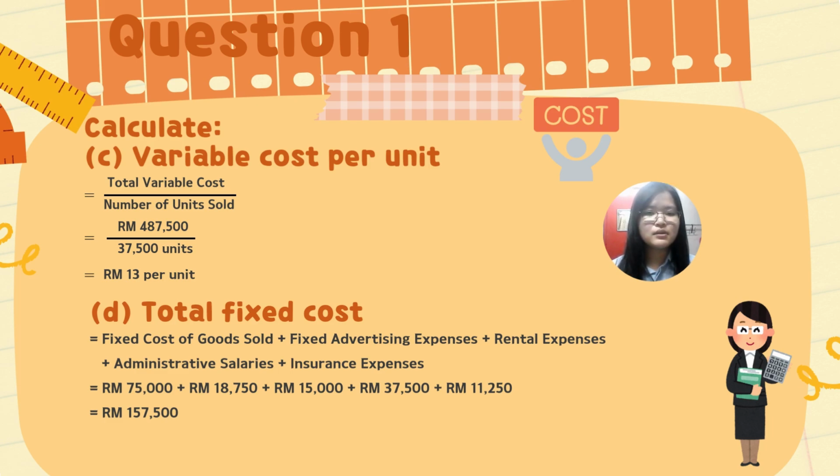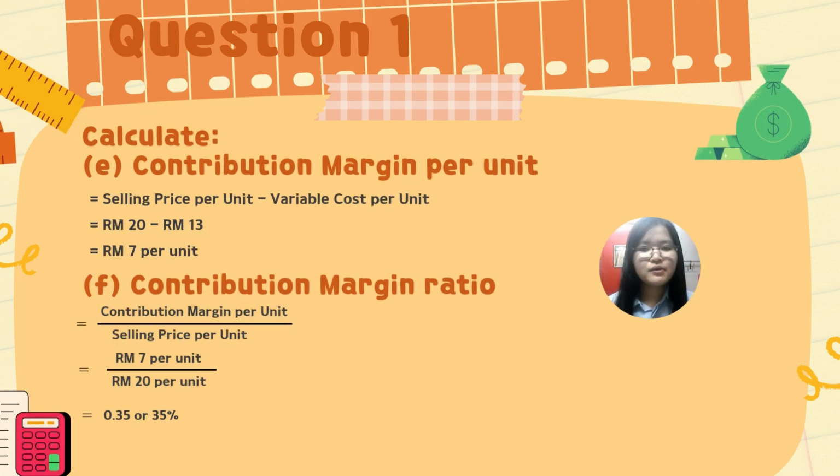Fixed costs do not change with the sales volume. The fixed costs include fixed cost of goods sold, fixed advertising expenses, retail expenses, administrative salary, and insurance expenses. When all fixed costs are added together, the total fixed cost is RM157,500. E. Calculate the contribution margin per unit. Contribution margin per unit is calculated by subtracting variable cost per unit from selling price per unit. So RM20 minus RM13 equals RM7 per unit.